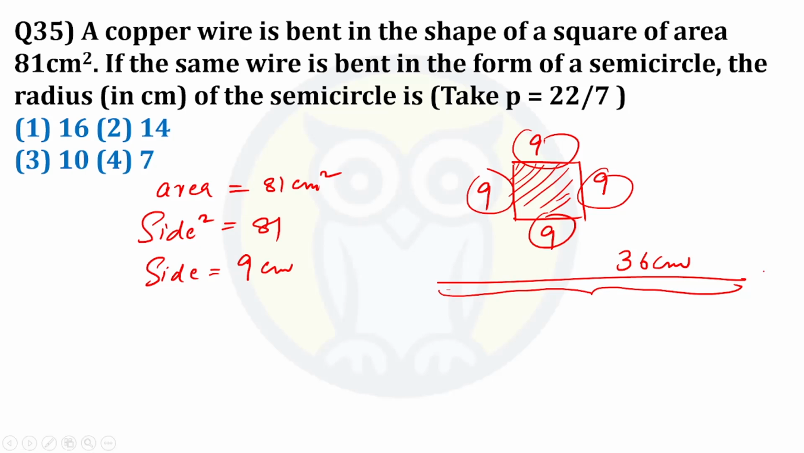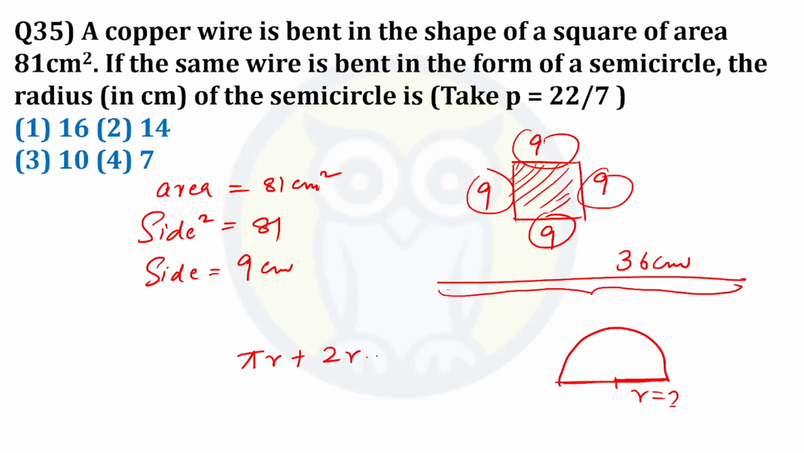Now the wire is bent in the form of a semicircle, and we need to find the radius of the semicircle. The question asks for the perimeter of the semicircle. The circumference of a semicircle is 2 pi r divided by 2, as it is a half circle. Plus the diameter, which is r plus r, 2r. So it means pi r plus 2r.